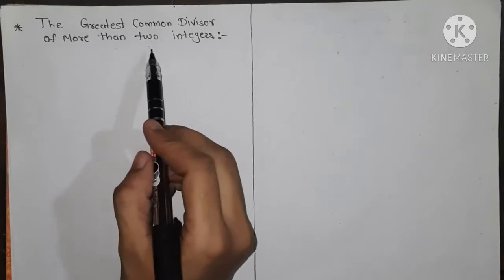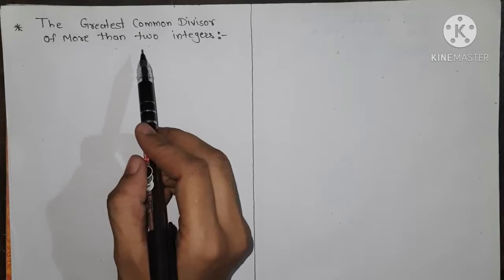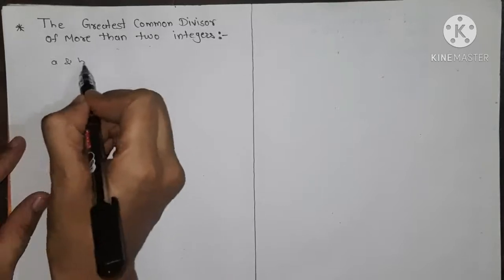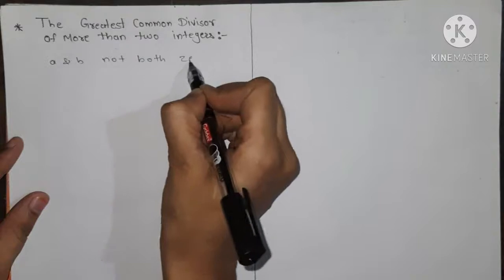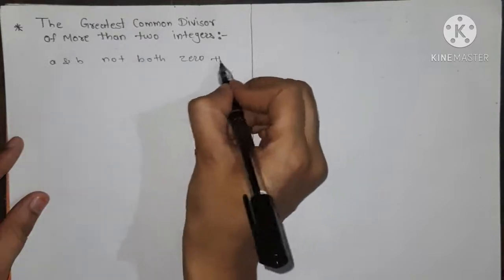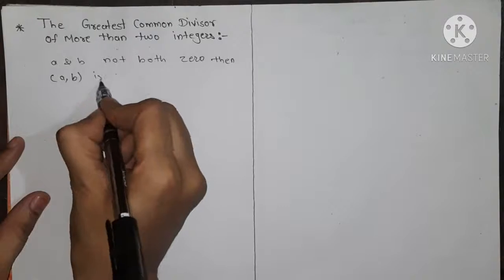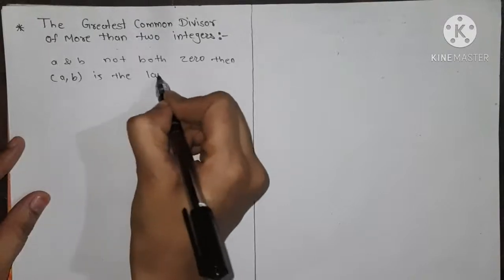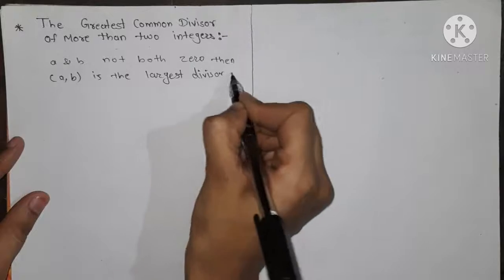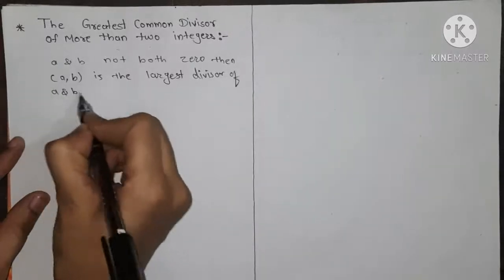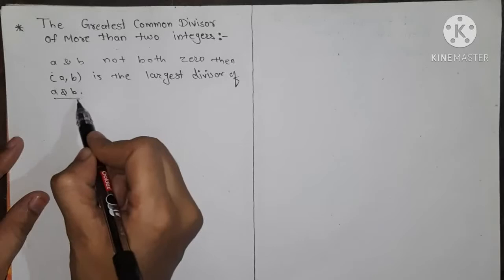As in the previous lecture, we saw the definition of the GCD of two integers. That is, for any a and b, not both 0, the GCD of a comma b is the largest divisor of a and b. This is the definition for the GCD of two integers, right?